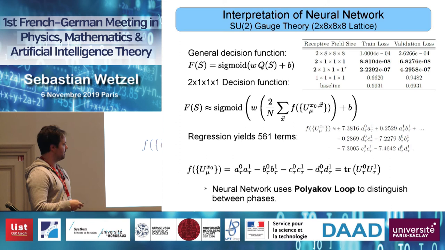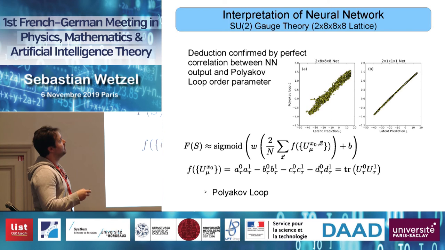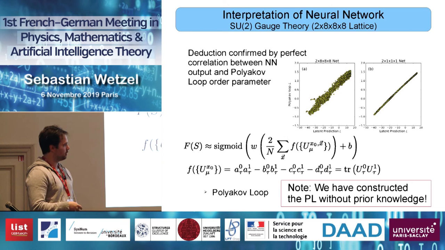And we know this function. This function is the Polyakov loop. Since we only found one quantity, we can now compare it to the full network. And we see, even though the full network learns a bit more, it's still perfectly correlated to the Polyakov loop. So we have now confirmed that the neural network learns the Polyakov loop in order to distinguish between phases in this case. And as an added bonus, we have constructed the Polyakov loop without prior knowledge. So this method can then even be used to find out about order parameters if you do not know them beforehand.